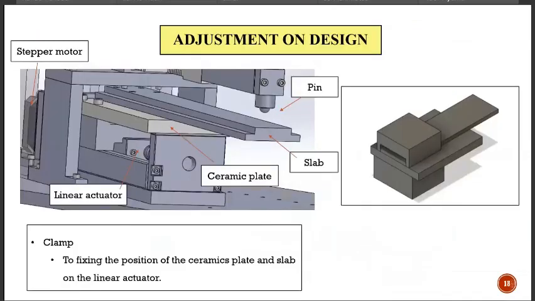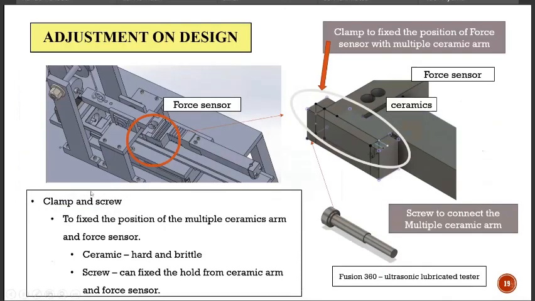perfect to be used. So the adjustment on the design I just mentioned is that we are making a clamp to fix the position of the ceramic plate and slab on the linear actuator. So this will be the clamp, here, and the next one will be the clamp and the screw to fix the position of the multi-ceramic arm and the force sensor.